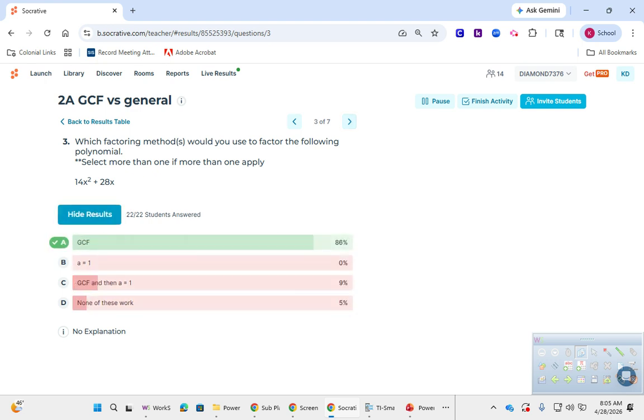Same idea here. Some of you picked GCF and then A equals 1. You might think, oh, I can divide by 14 and then I've got an x squared. But I need it to be a trinomial to ever use A equals 1, and this is a binomial, so that won't work. This one's just GCF.